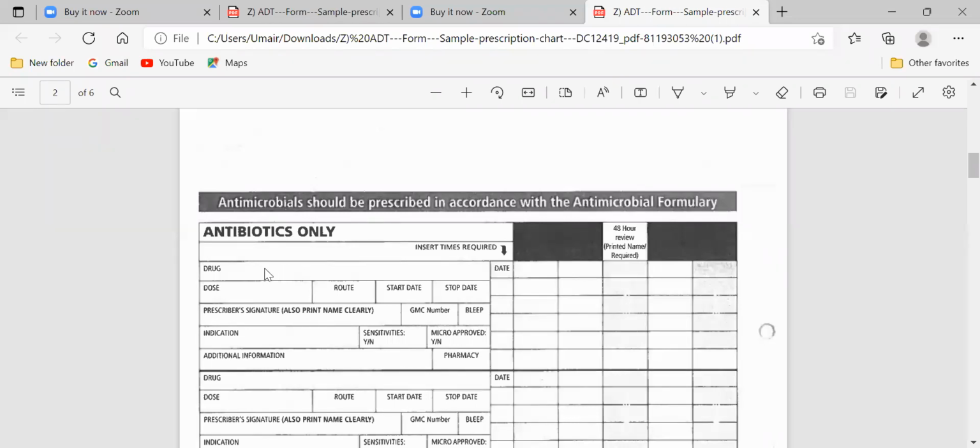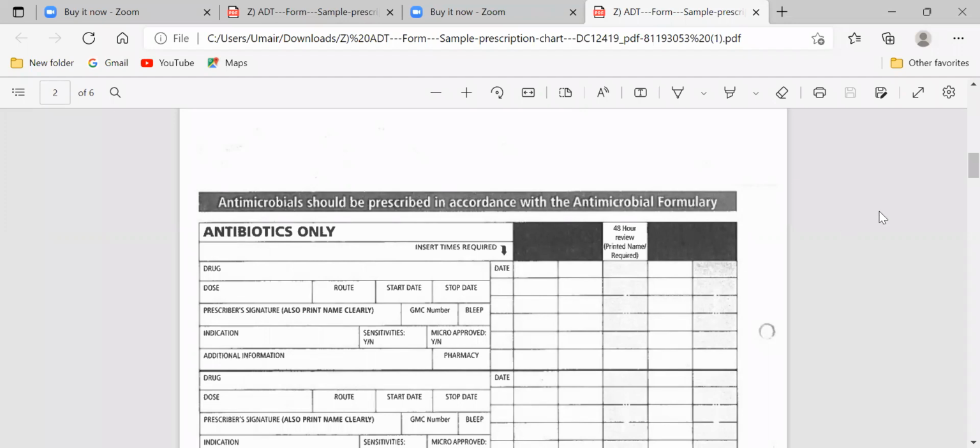So vancomycin, you have to write down the vancomycin here in capital letters. The dose will be 1 gram. You have to look at the BNF as well. The dose is 1 gram, the route is IV, the start date will be your exam date or according to your task. Count down the next 10 days and put the stop date here, right?